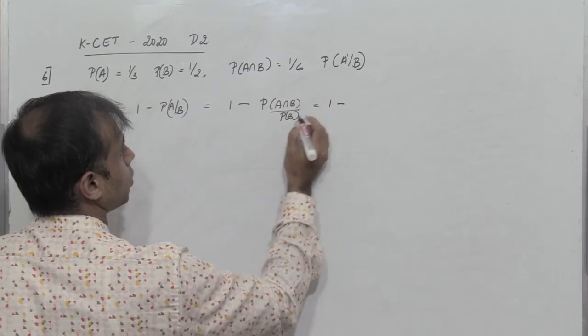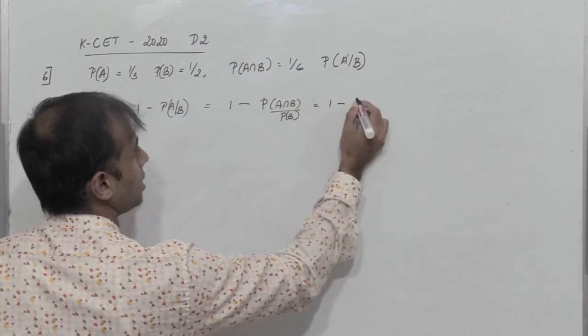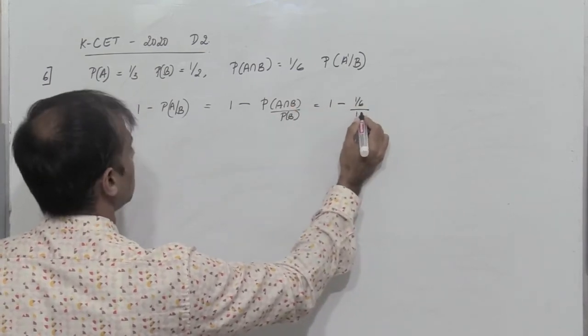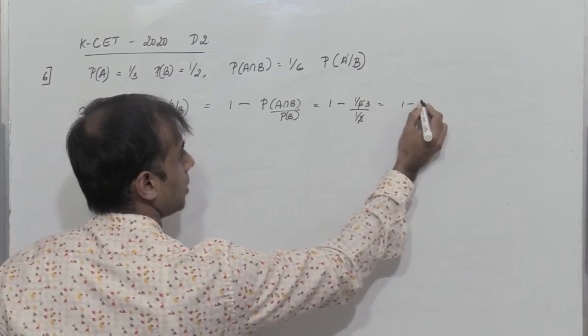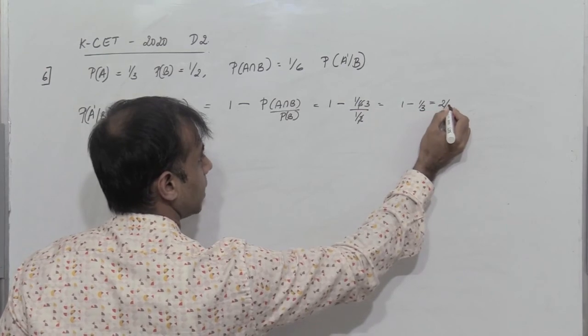So this is equal to 1 minus P of A intersection B, which is 1 by 6, divided by P of B, which is 1 by 2. So I get 1 minus 1 by 3, which is 2 by 3.